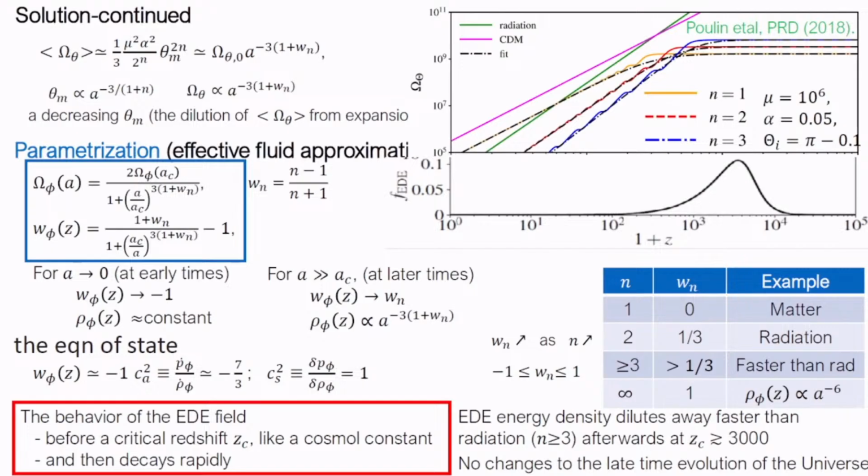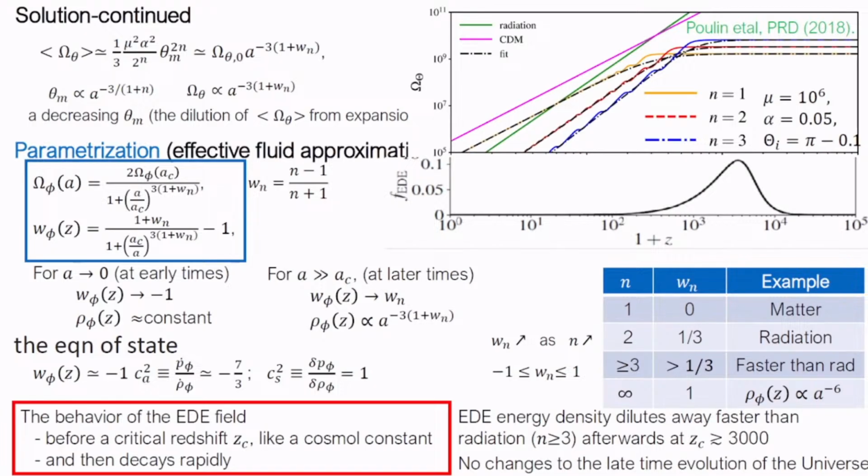Okay, and also here we have some parameterization. So very far away, A goes to so much later time. At a later time, this W parameter will be Wn. So it depends on n. But if n is equal to 3 or bigger, then Wn is bigger than 1/3, which means they are decaying faster than radiation.